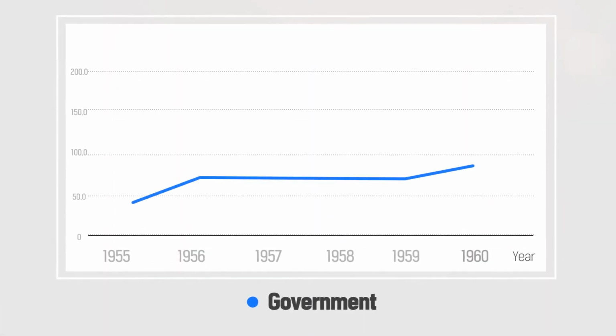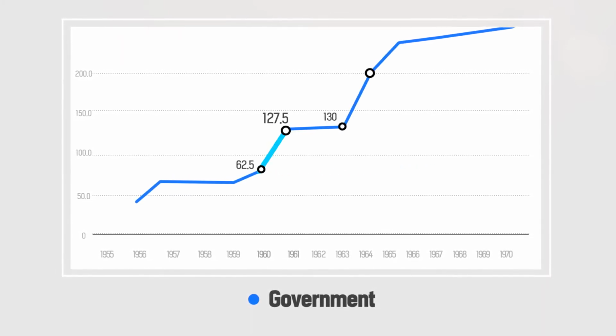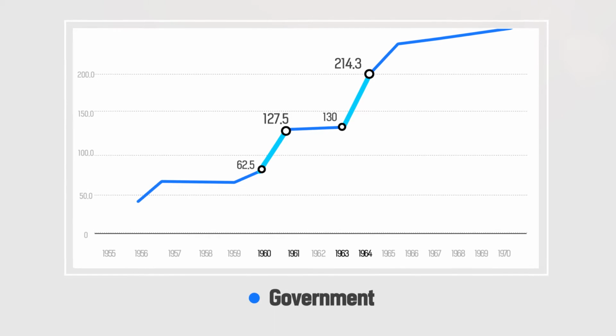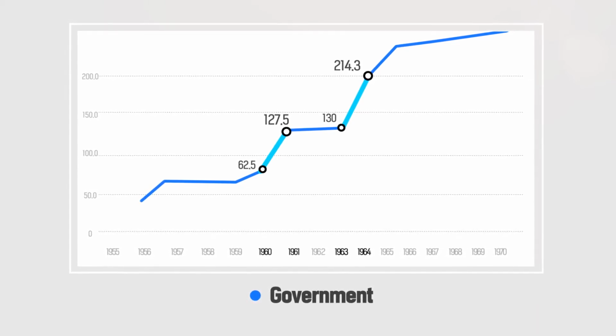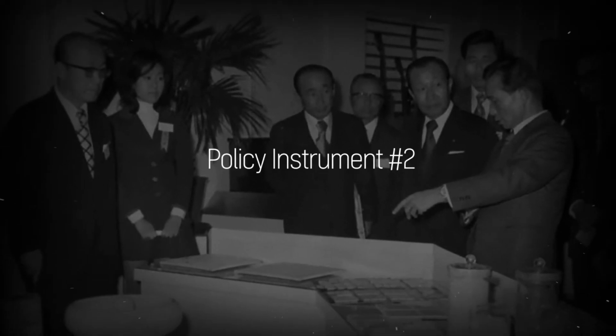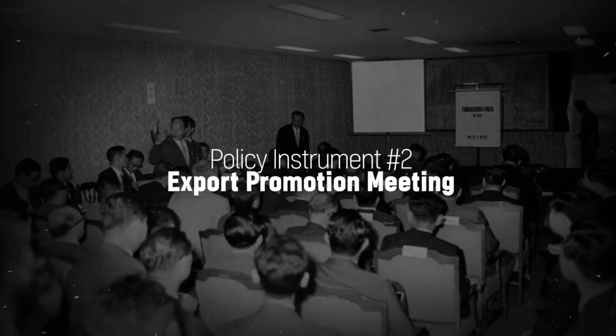Here's where the foreign exchange rate reform comes in. The government drastically increased the exchange rate, first in 1961, and then in 1964, to decrease the gap with the market rate. The second policy instrument was the monthly export promotion meetings.